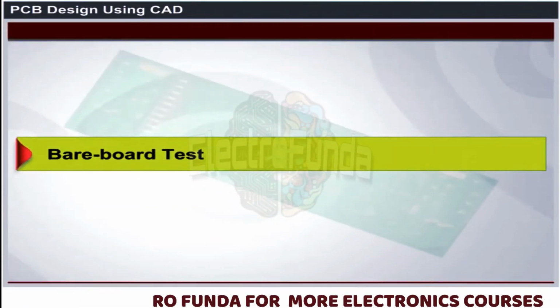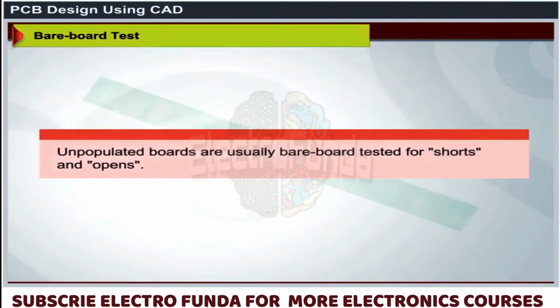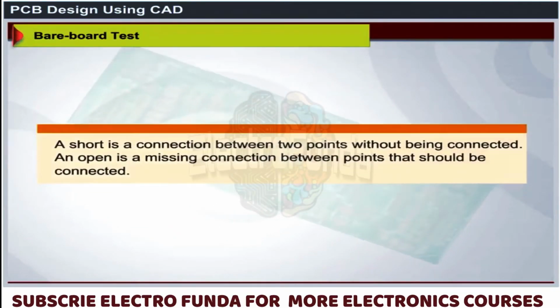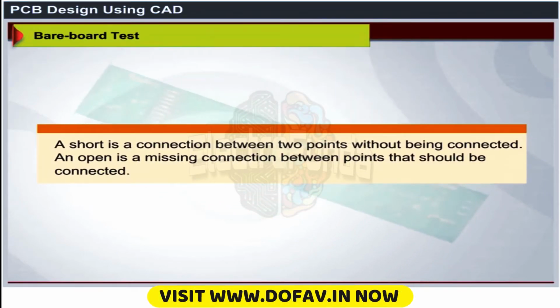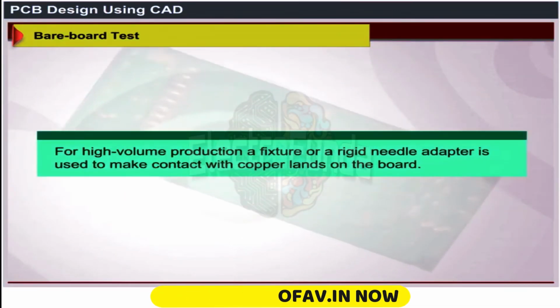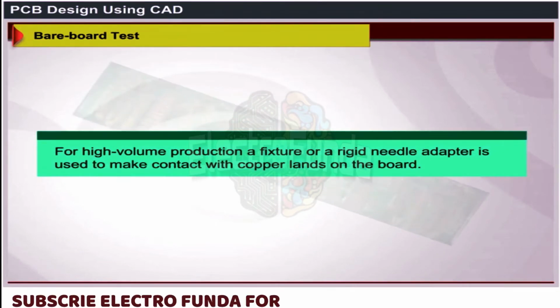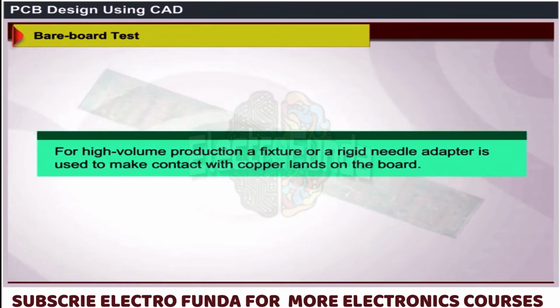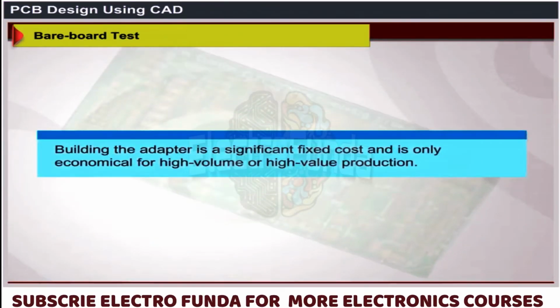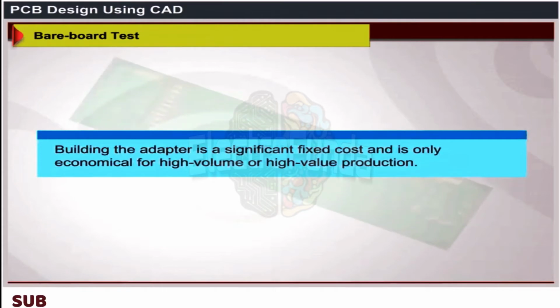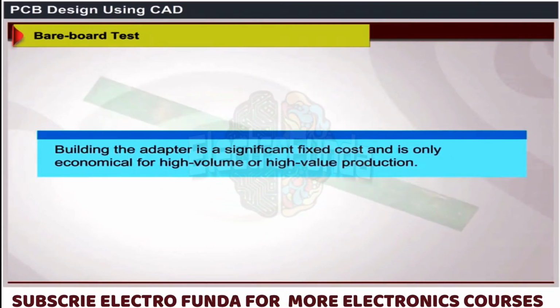Bare board test. Unpopulated boards are usually bare board tested for shorts and opens. A short is a connection between two points that should not be connected. An open is a missing connection between points that should be connected. For high volume production, a fixture or rigid needle adapter is used to make contact with copper lands on the board. Building the adapter is a significant fixed cost and is only economical for high volume or high value production.